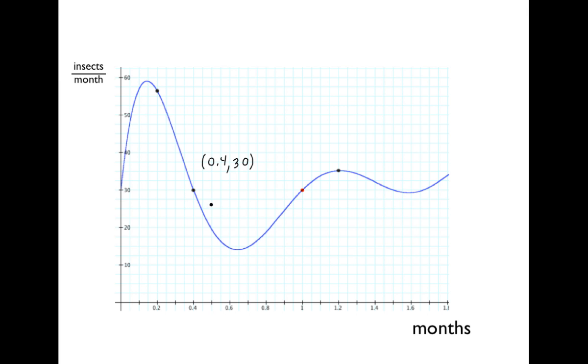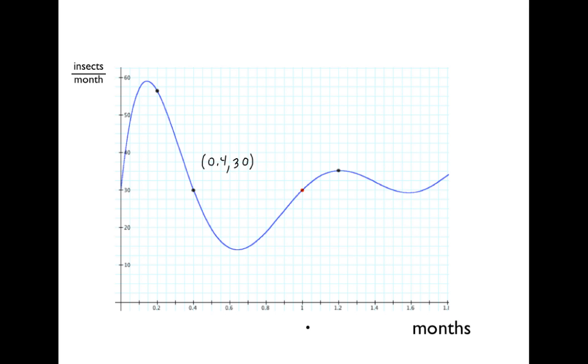This is a rate of change graph, right? So the rate of change is decreasing. But what about the population? Still increasing. Increasing because the rate is positive, right? So the rate is positive at 30 insects per month. So the rate at which it's increasing is going down, but the population itself is going up.